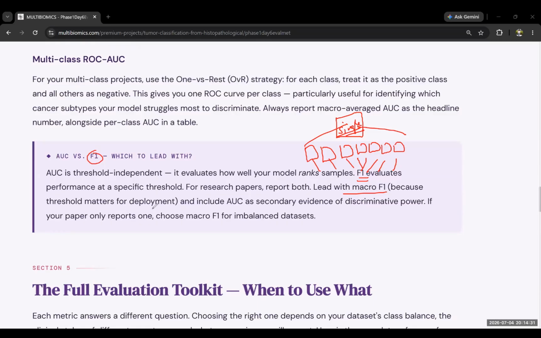Okay, got it? AUC as a secondary evidence. AUC will be our secondary evidence, and macro F1, not only F1, but we will be calculating a weighted average, and macro F1 will be, you know, the most important metric.